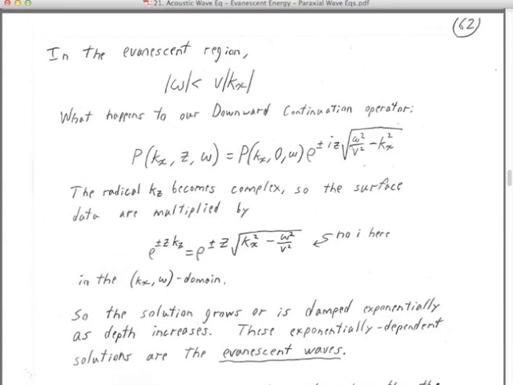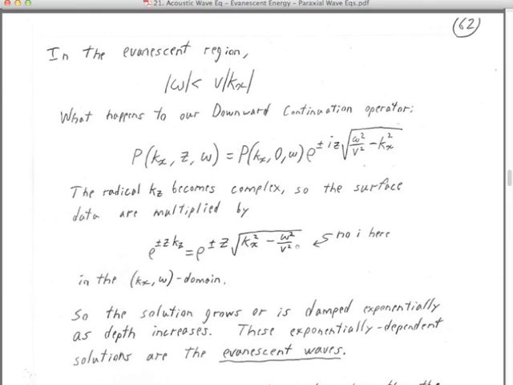If we're too close to the kx axis, and omega is too small relative to v, then the kx term will dominate, and what's under the radical becomes negative, which means the value of kz itself becomes complex. And so we take the surface data and multiply it by an exponential, e to the plus or minus z times the square root of the quantity kx squared minus omega squared over v squared.